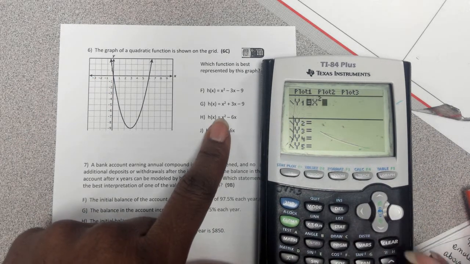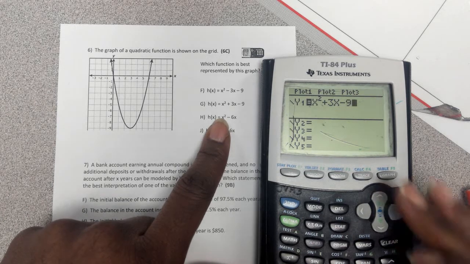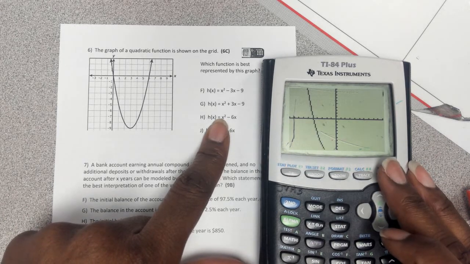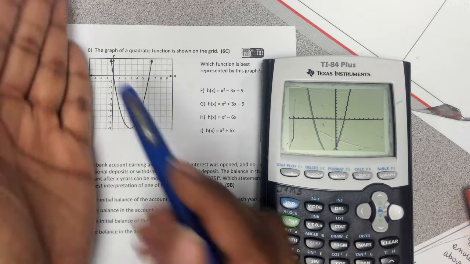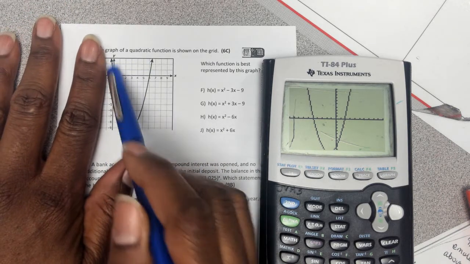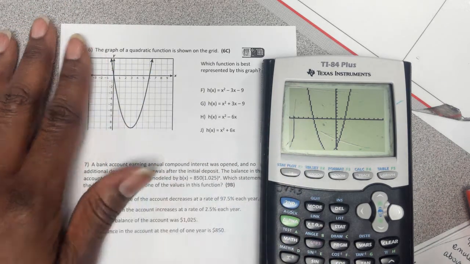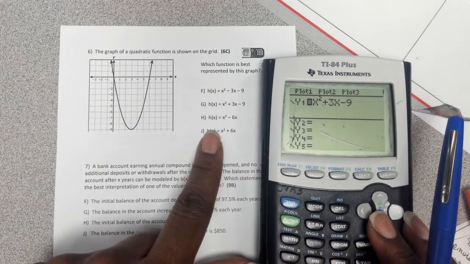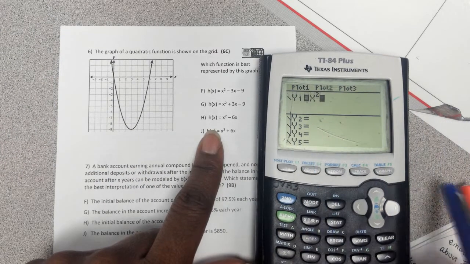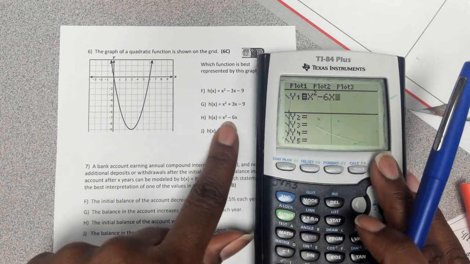x squared plus 3x minus 9. Press graph. No, this parabola is more on the right side of the graph. This one's a little bit scooted to the left. So x squared minus 6x. Press graph.